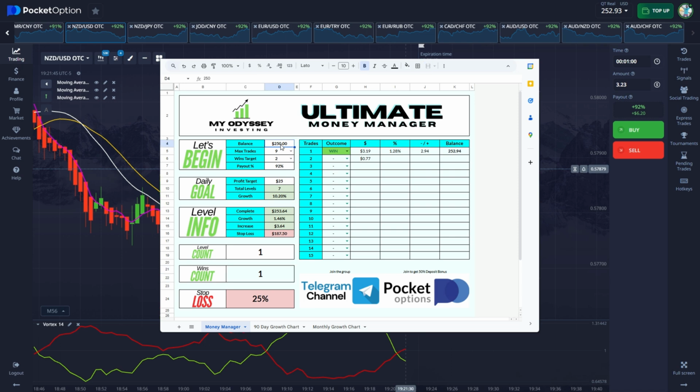Our new trading amount is right here, 252.93. We will punch in 252.93, and we will begin again this level. So we are on level 2. So now our balance that we need to start our first trade is $3.23.